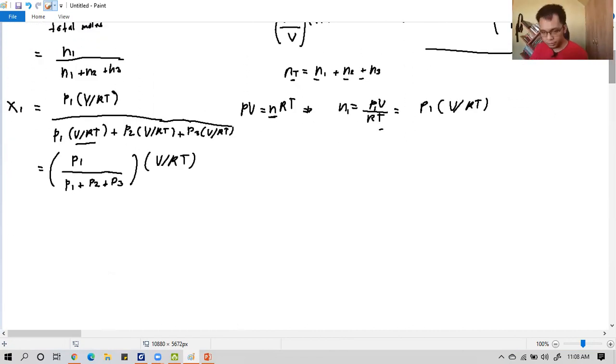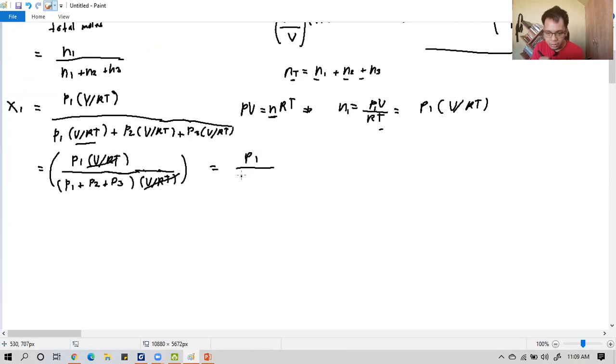So, from this equation, ang mangyayari dito... sorry guys, the common factor here, nagkamali ako. So, the common factor is V over RT, times V all over RT. Na kung saan pwede na silang mag-cancel to get the expression of P1 all over P1 plus P2 plus P3.